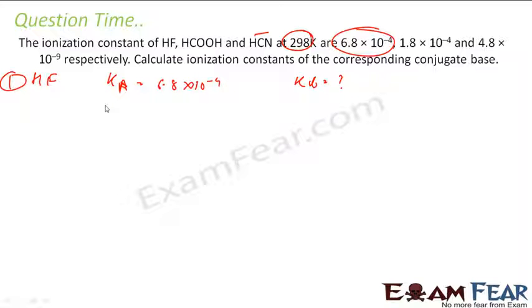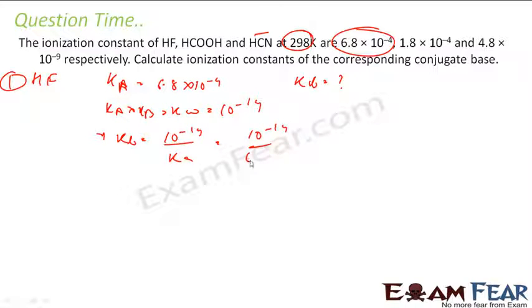And I know that Ka into Kb is equal to Kw, that is 10 to the power minus 14. So I can find Kb very easily: 10 to the power minus 14 by Ka, that is 10 to the power minus 14 by 6.8 into 10 to the power minus 4. You solve this, you get 1.5 into 10 to the power minus 11. Done.